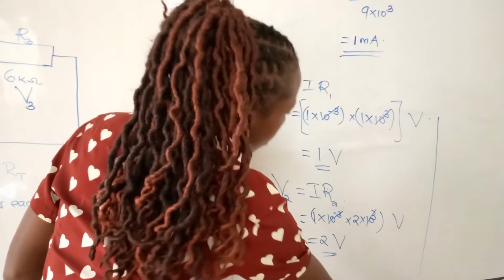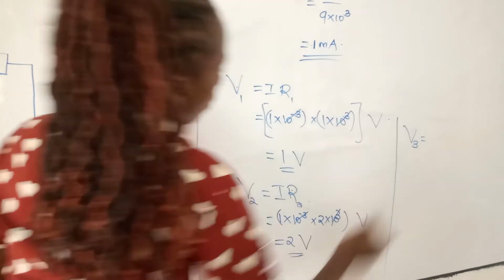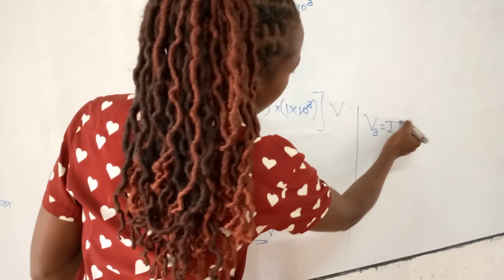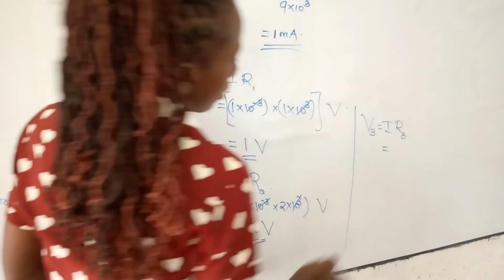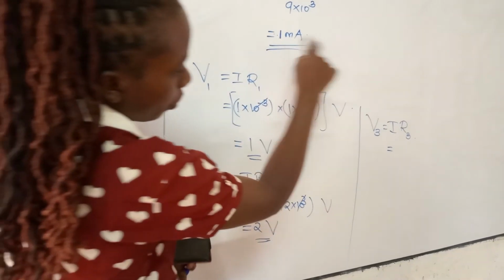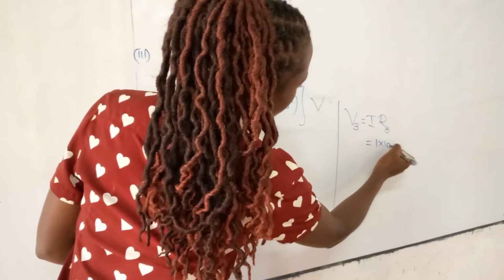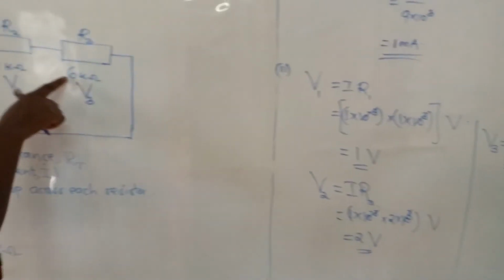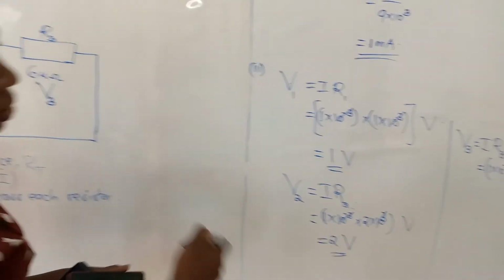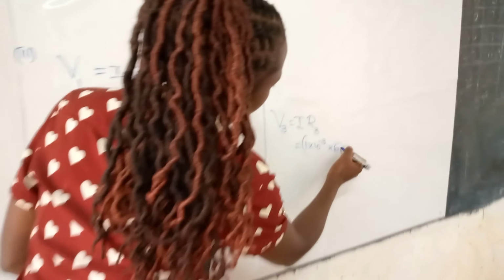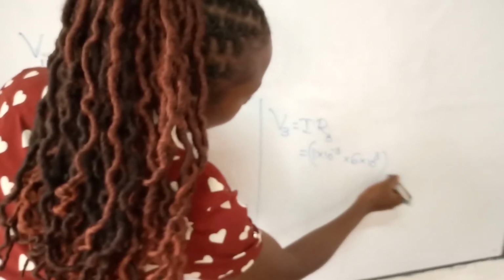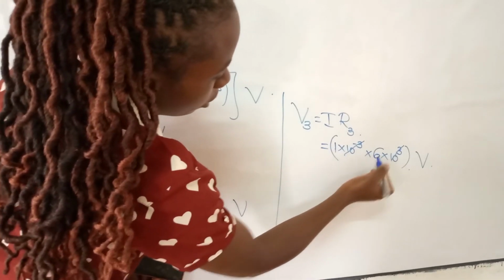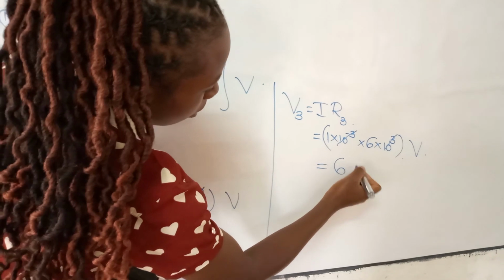And on V3, we do the same. We are going to multiply current times the resistance now, R3. The current remains the same, which is 1 milliamperes, times the resistance R3, whose value is 6 kilo ohms, which is equivalent to 6 times 10 raised to positive 3. The powers of 10 cancel out, so that we remain with 1 times 6, which is equivalent to 6 volts.